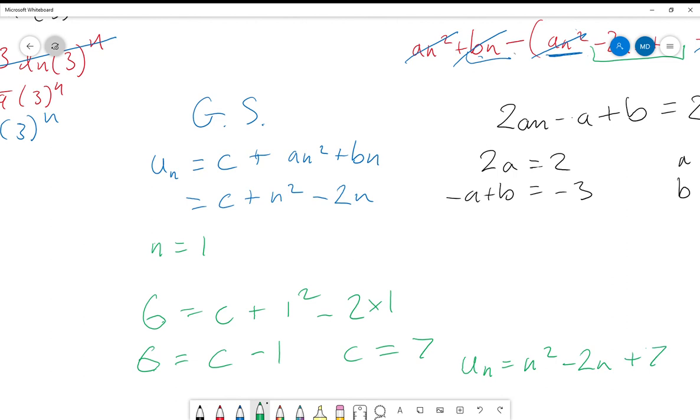Okay, thank you very much. This is an example, 2 examples of what to do when you end up with your particular solution and your complementary function having a term in common. Hopefully you learned something there.